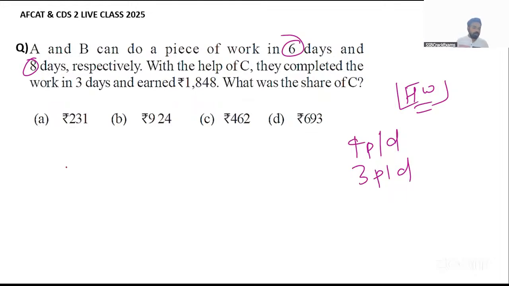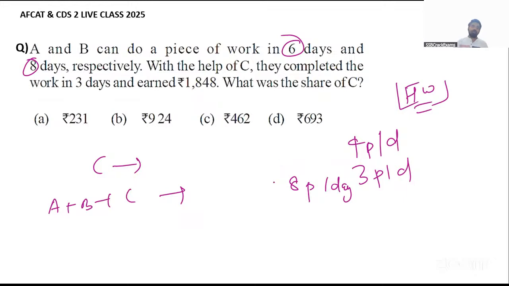When C joins, we do not know anything. Suppose A, B, C join together, and they complete the work in 3 days. It means they are doing 8 parts per day, because 24 is the complete work. We have assumed it to be 24. You can take it as X, but it will just increase the calculations.